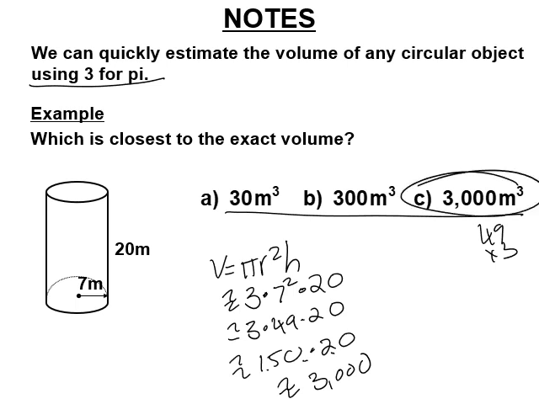Now, if you get out a calculator and do all the work with 3.14, you'll get a number slightly higher than 3,000. This is cubic meters, M for meters. But you don't need to. So please read your homework. Sometimes it actually says use 3 for pi. I'm trying to make your life easier. I'm not wanting you to go get a calculator.